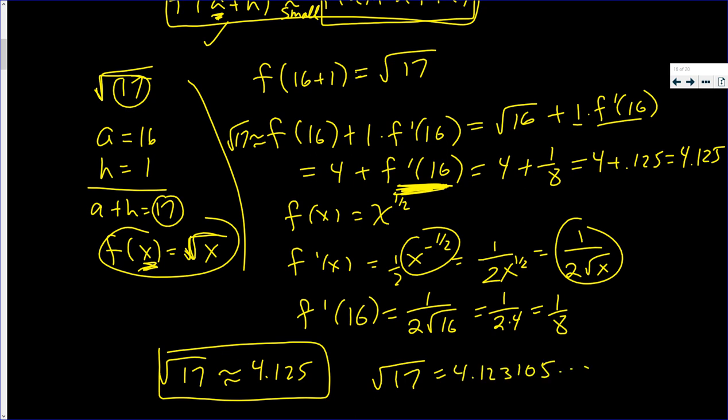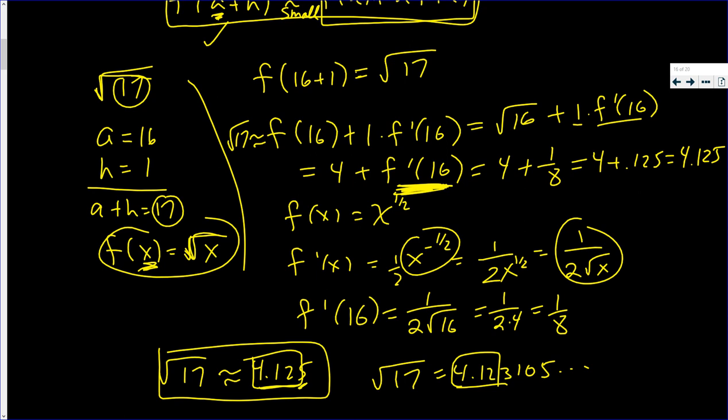But of course it goes on forever. Well, you know, I had the 4.12. I was off on the third digit. Pretty decent approximation. If h would have been smaller, we would have had a better approximation.